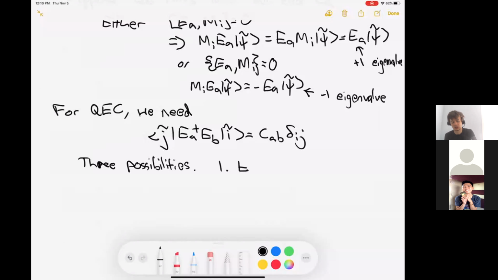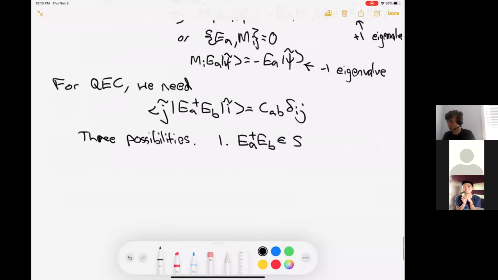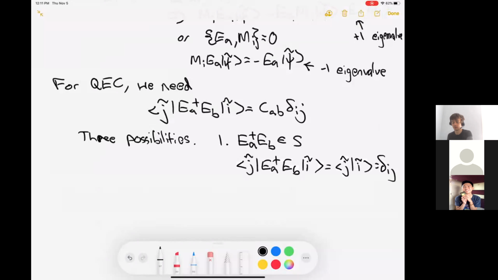The first is that EA dagger EB happens to be a stabilizer. It's contained in this group S generated by the MIs. In that case, we have J tilde, EA dagger, EB, I tilde. Just EA dagger EB is contained in S, so it's a +1 eigenvalue of I tilde. So we have that it's J tilde, I tilde, which is of course this delta IJ.